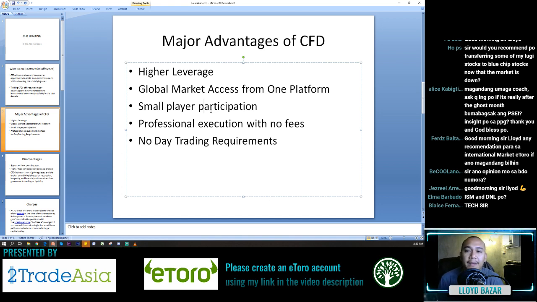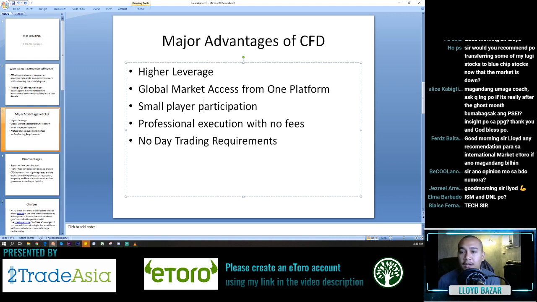Small player participation, ito yung sinasabi ko sa inyo kanina, kahit pa napakaliit ng pera ninyo, pwede na tayong mag-invest and take advantage of price movements, company growth in the international market.